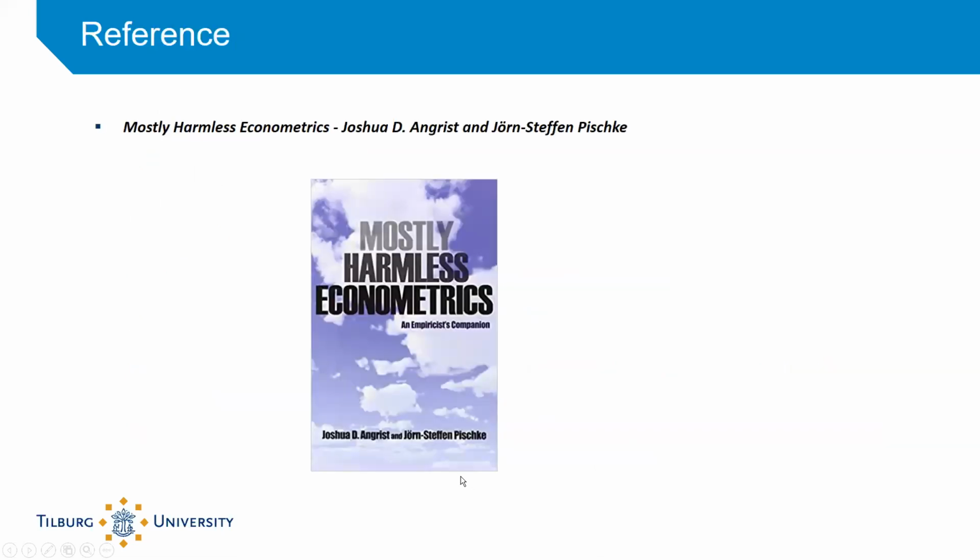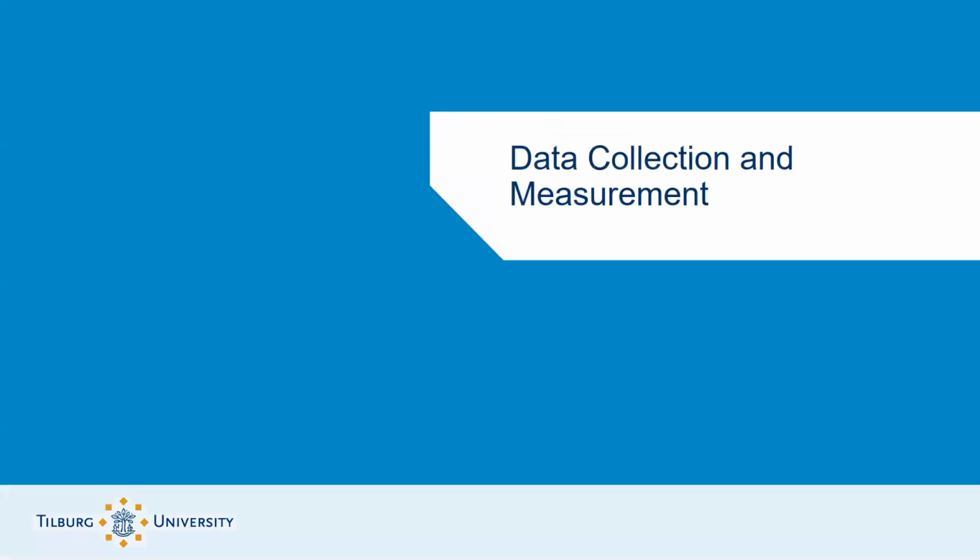So if you want a reference, maybe it's not necessary at the level of master thesis, but if you want to take behavioral research further, this is a really good book. It's called Mostly Harmless Econometrics. Even though the name sounds very nice and very easy, it's a tough book to read. But it covers everything that you will ever need to know about building a very good behavioral research.